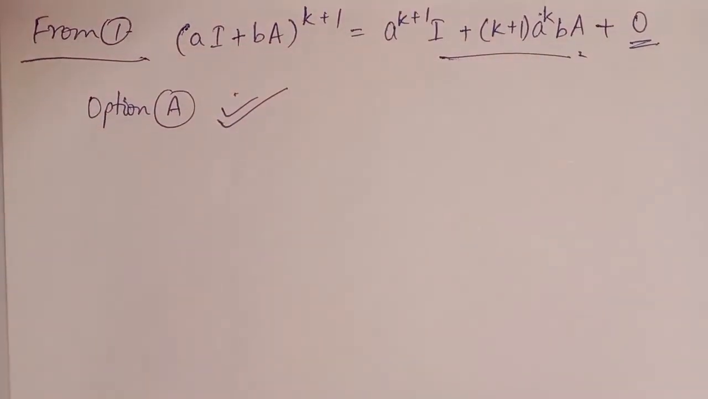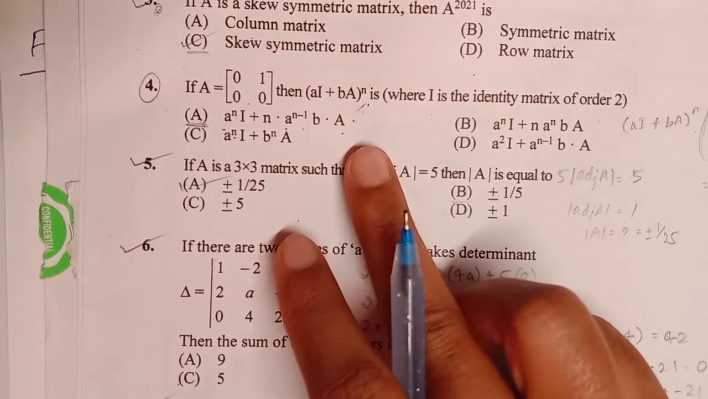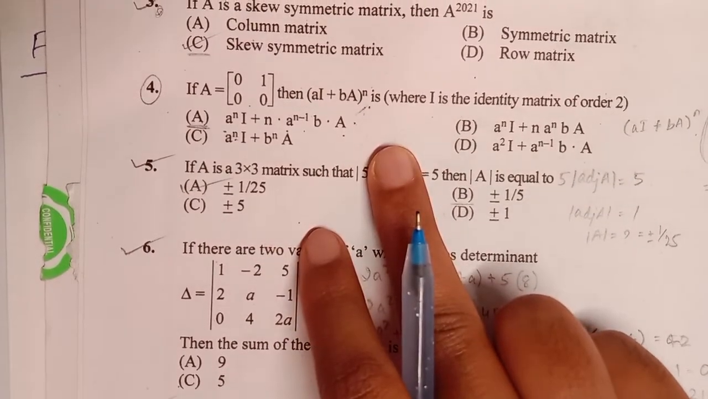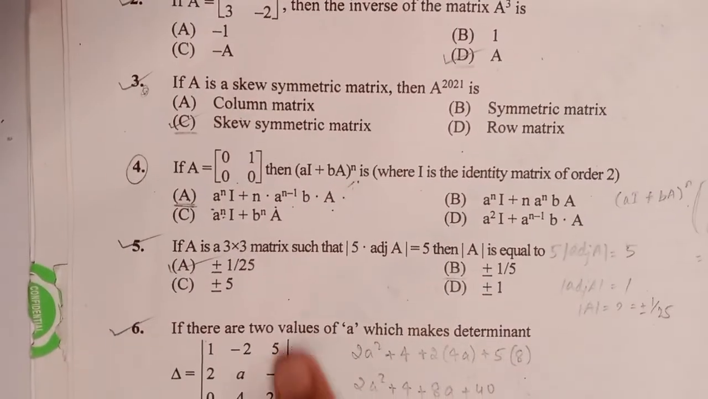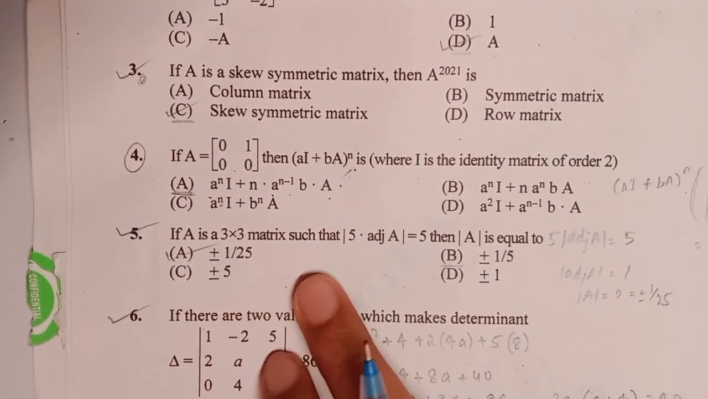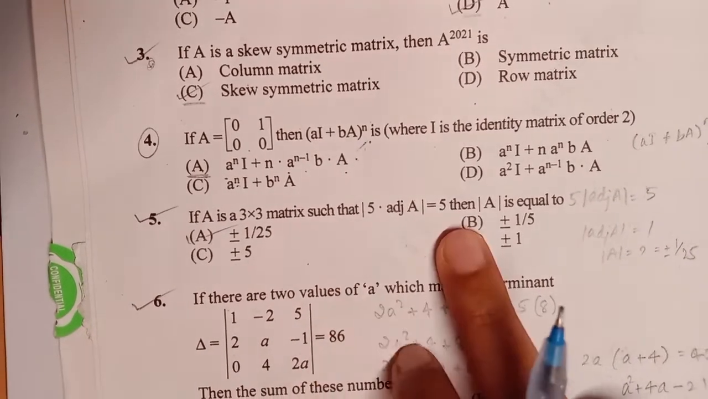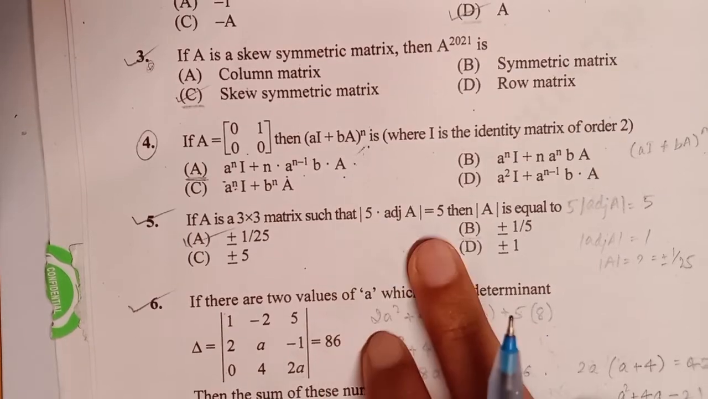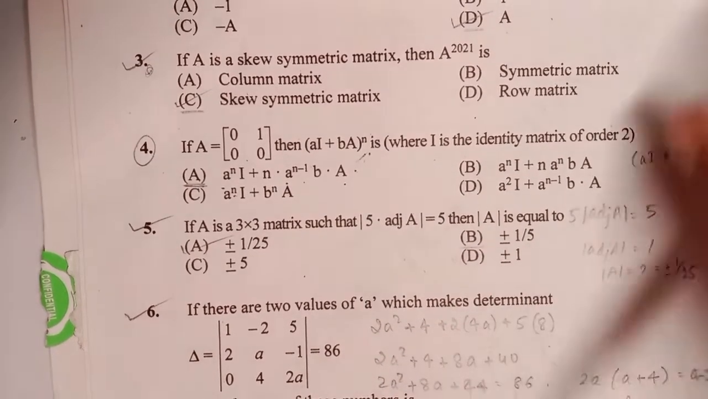Option A is correct. This 1 minute question type, this is very lengthy, I would say. So just leave it as I said from the beginning. So next, fifth question. If A is a 3 into 3 matrix such that determinant of 5 into adjoint A is equal to 5, then determinant A is equal to.